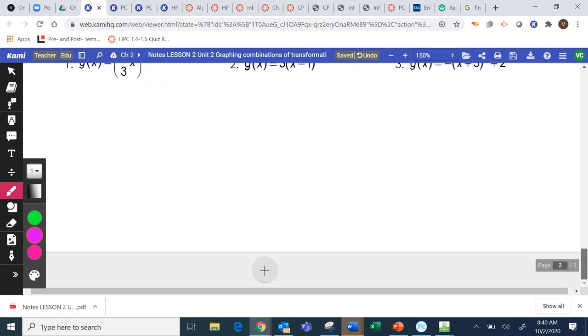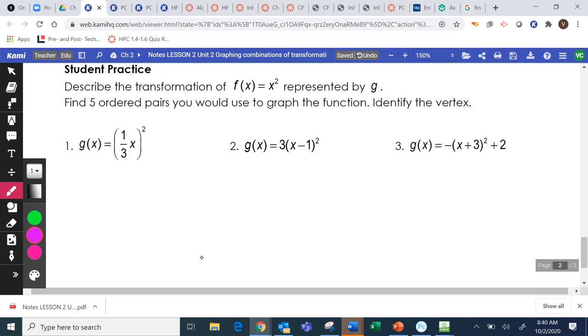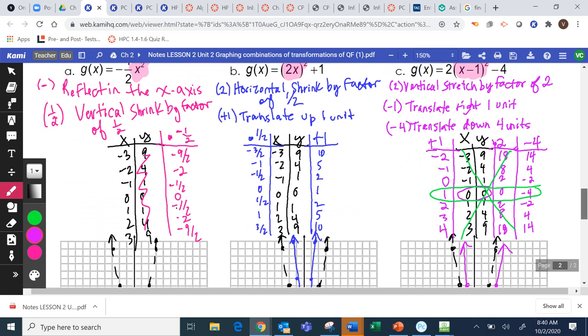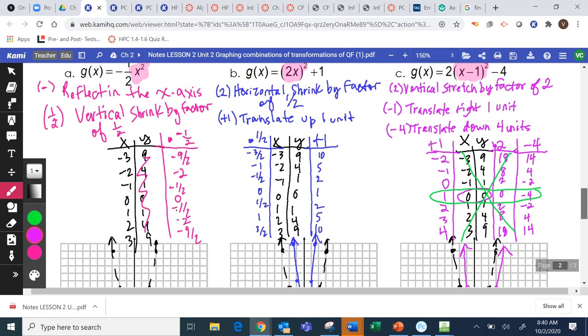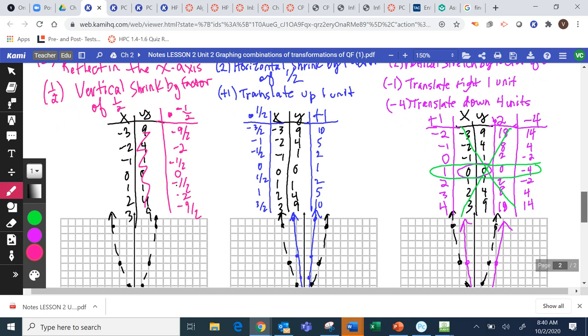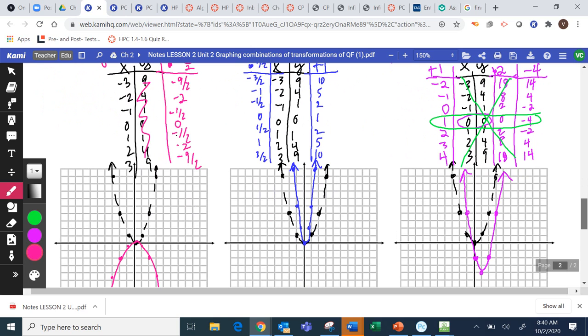Okay, so for these last 3, we're not going to actually take the time to graph them, but we are going to do writing the transformation, and we are going to make our table, and you're going to tell me what the vertex is. So I didn't really write down the vertex for these previous examples, but I'll go ahead and write them down now.